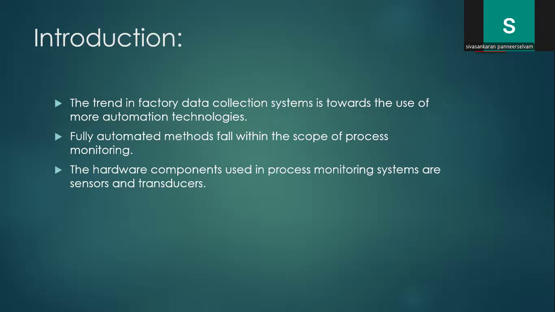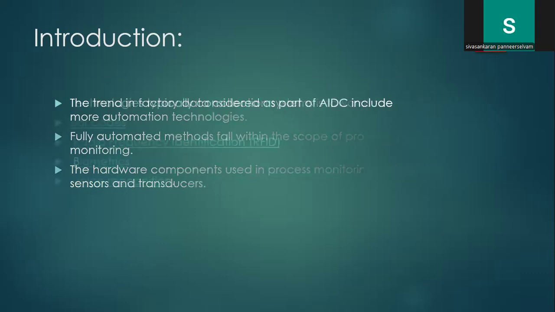So the trend in factory data collection system is towards the use of more automated technology. Today's trend in factory data collection system mainly believes in the advanced use of automation methods. So the fully flexible automated methods fall within the scope of process monitoring function. The common hardware components that are used in process monitoring system are considered to be sensors and transducers. These are the two signal conditioning systems.